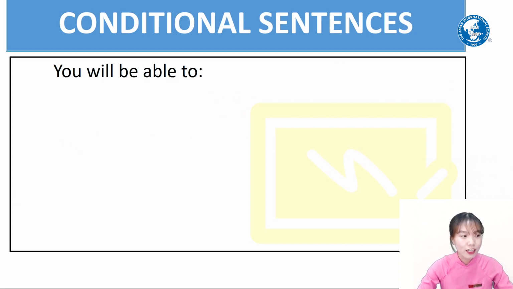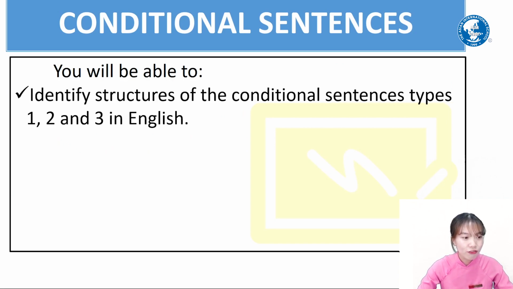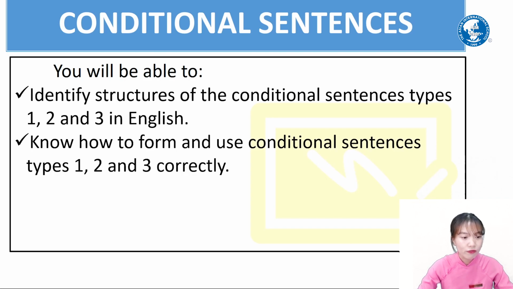After this lesson, you will be able to identify structures of the conditional sentences types 1, 2, and 3 in English, and know how to form and use conditional sentences types 1, 2, and 3 correctly.